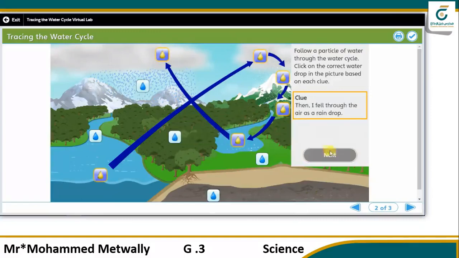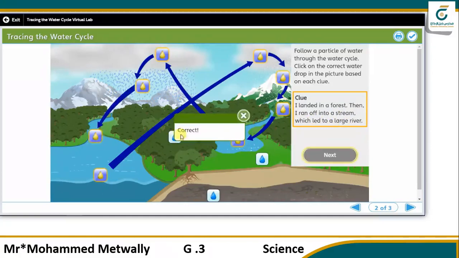So the next clue is: then I fell through the air as a raindrop. Through the air as a raindrop. Here we can look for this here. Yes, that's correct. Next one: I landed in a forest, then I ran off into a stream which led to a large river. Yes. No, it's not here. Try again. Yes, that's true.